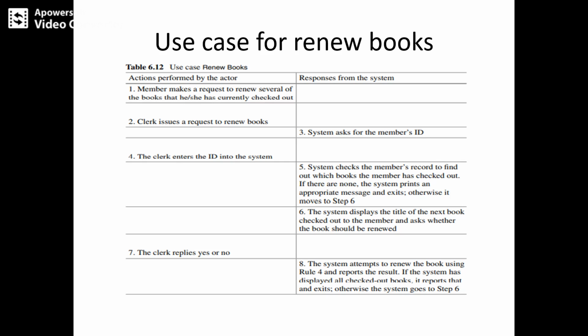Otherwise, the system goes back to step 6 of the response from the system. Again it will continue the looping. Then the clerk replies again yes or no, and it goes back to the response from the system. So this is the use case table describing the actions performed by the actor and the response from the system.